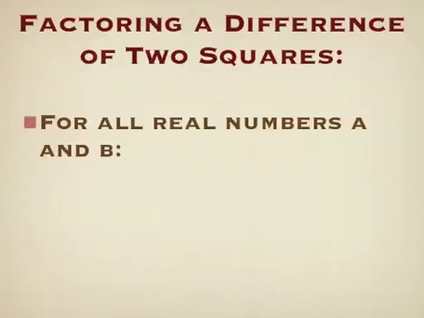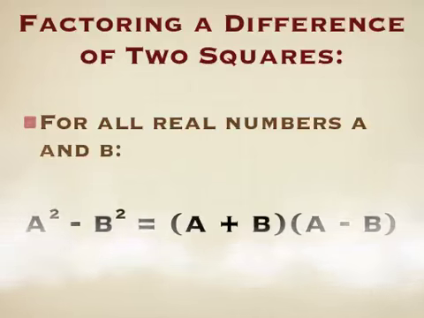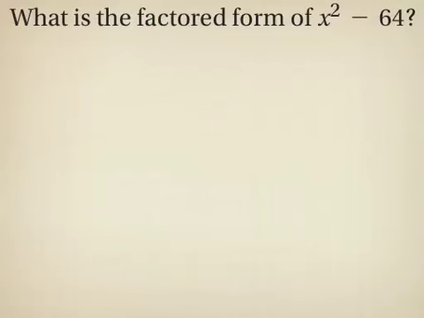Factoring a difference of two squares. For all real numbers a and b, if you have the binomial a squared minus b squared, it's going to factor into the product of the binomials a plus b times a minus b. Examples of this, it says, what is the factored form of x squared minus 64?